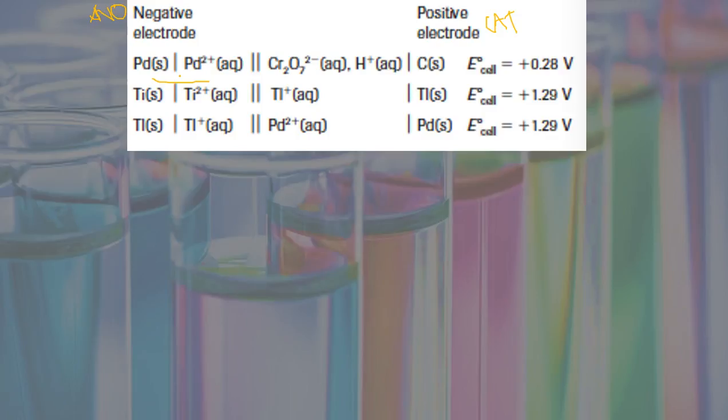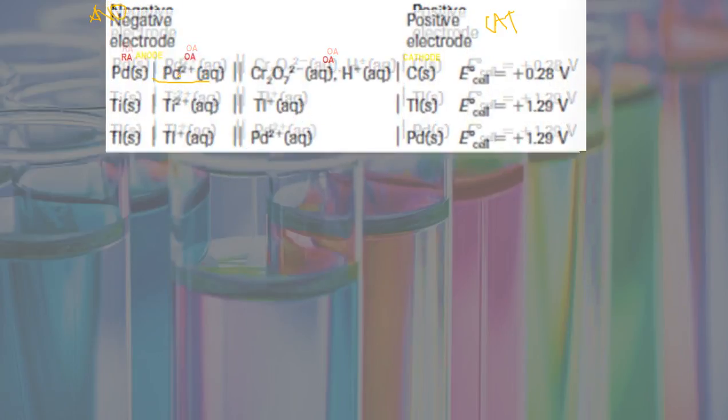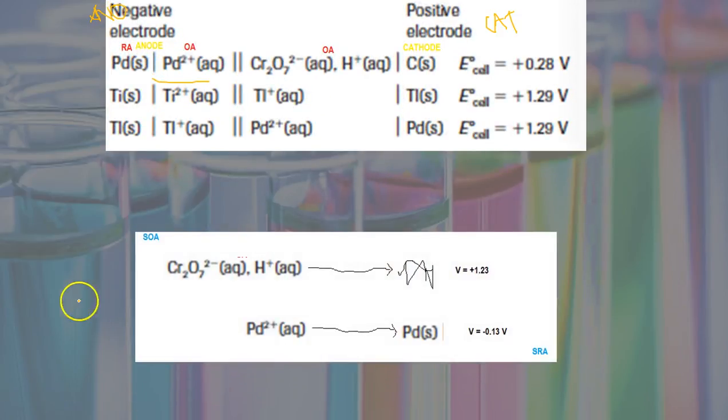So based off of my data table in the booklet, I know that I have these two reactions, where chromate would be the strongest oxidizing agent, and lead would be the strongest reducing agent, and there are their assigned voltages based off of the data booklet.